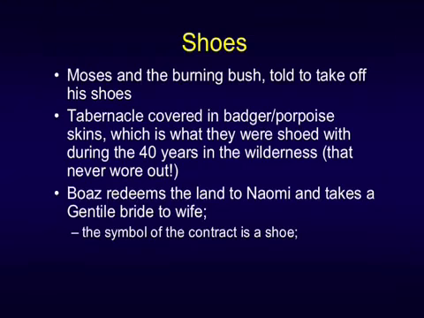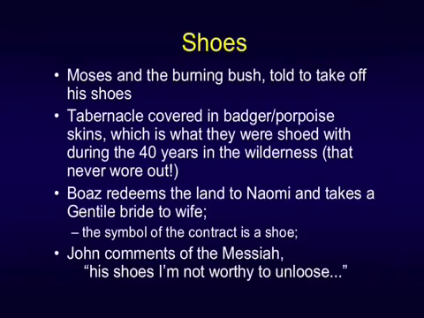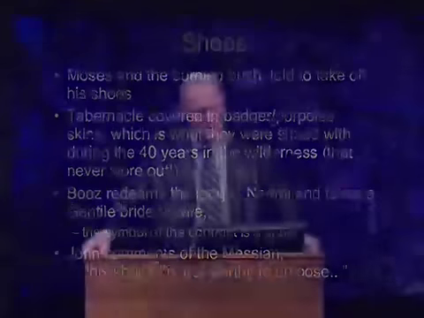Boaz redeems the land for Naomi and also takes a Gentile bride to life, and the shoe of the nearer kinsman becomes a big issue in the fourth chapter of Ruth. It's an image of disgrace to the nearer kinsman. It's a marriage license for Boaz. Check it out. And then John, here comes the Messiah. The shoes, I'm not worthy to unloose. I think the shoes are interesting. I'll leave you to run with that if you're interested.